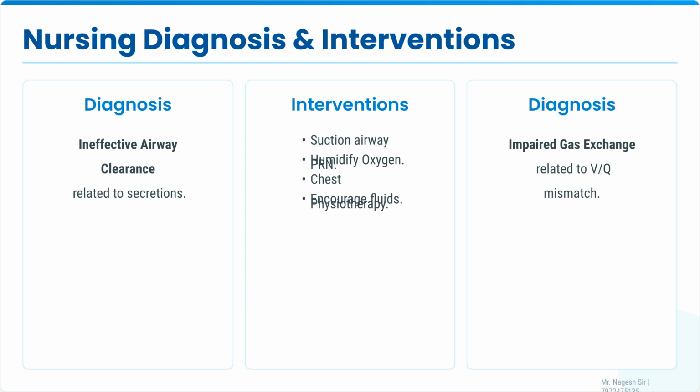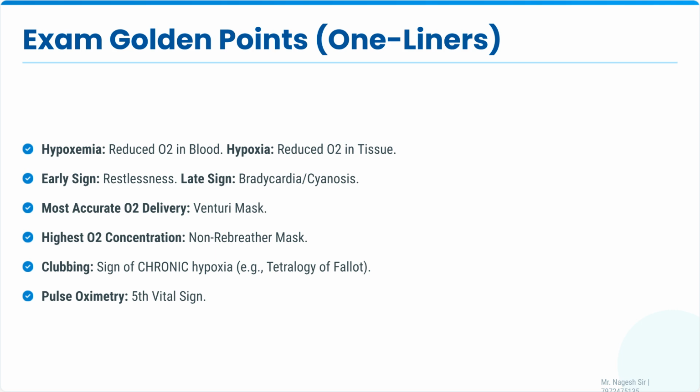Nursing diagnoses include ineffective airway clearance and impaired gas exchange. Interventions include suctioning the airway, humidifying oxygen, chest physiotherapy, and encouraging fluids. Key points to remember include that restlessness is an early sign, bradycardia is a late sign, the Venturi mask offers the most accurate delivery, and the non-rebreather mask offers the highest concentration.